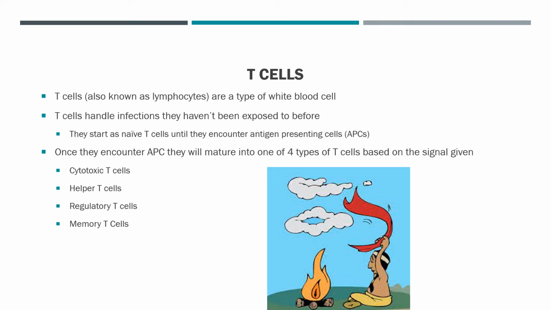They handle infections that we haven't been exposed to. And as we previously mentioned, they start off as naive T cells until they encounter an antigen-presenting cell, which is going to help train them to recognize a specific antigen. Once they encounter an antigen-presenting cell, they can mature into 4 different types of T cells based on some other signals given. We're going to dive into each type, but quickly the 4 types are cytotoxic T cells, helper T cells, regulatory T cells, and memory T cells.